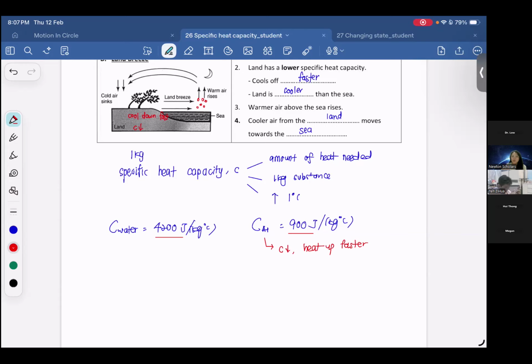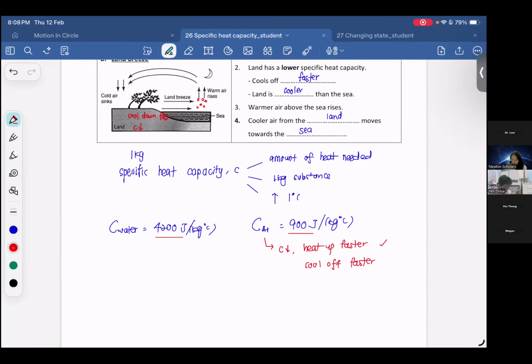Then how about the cool down? Let's say aluminium and water are both already raised to 100 degrees Celsius, and now I let them cool down. Every 900 joule of energy that aluminium releases, it will decrease 1 degree Celsius. So it can heat up fast, and of course it will cool off fast. For this one, C small, heat up fast, cool off fast. You will find that most metals have a lower specific heat capacity because they heat up fast; they are good conductors of heat.